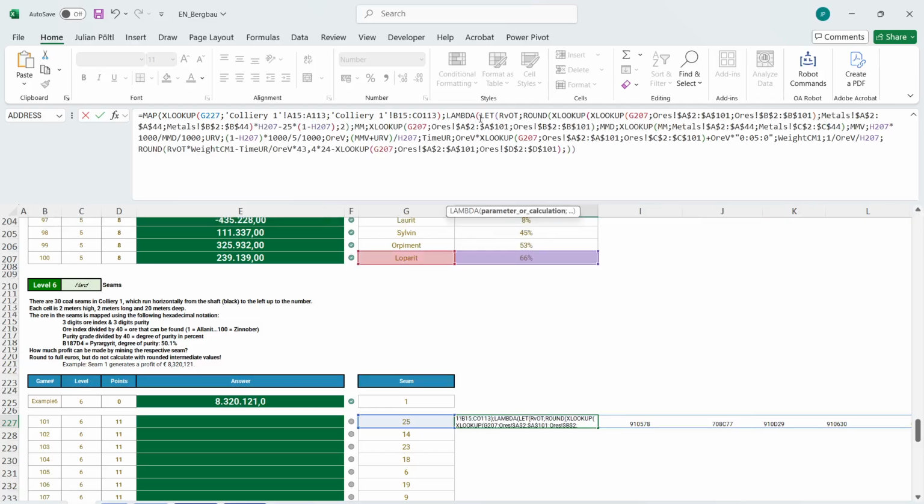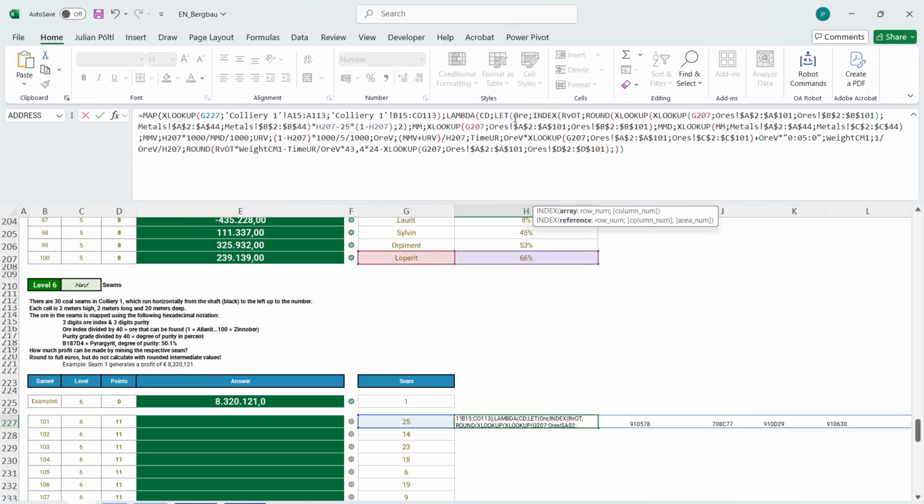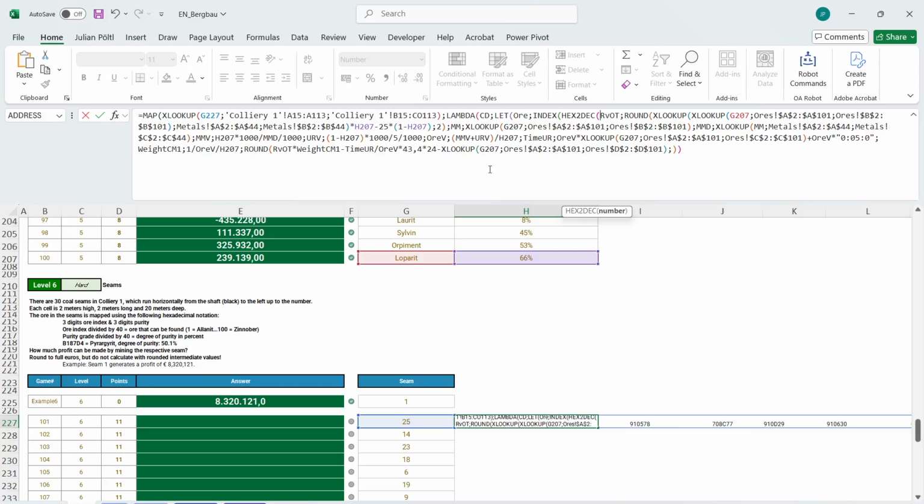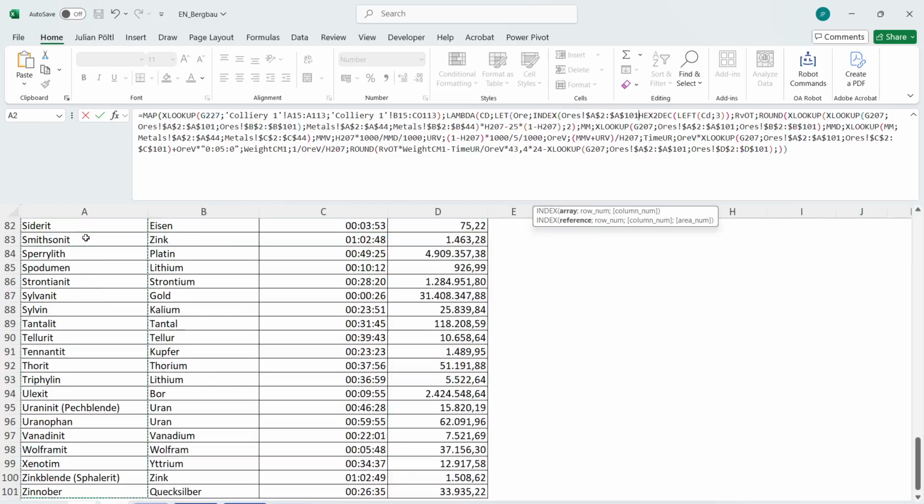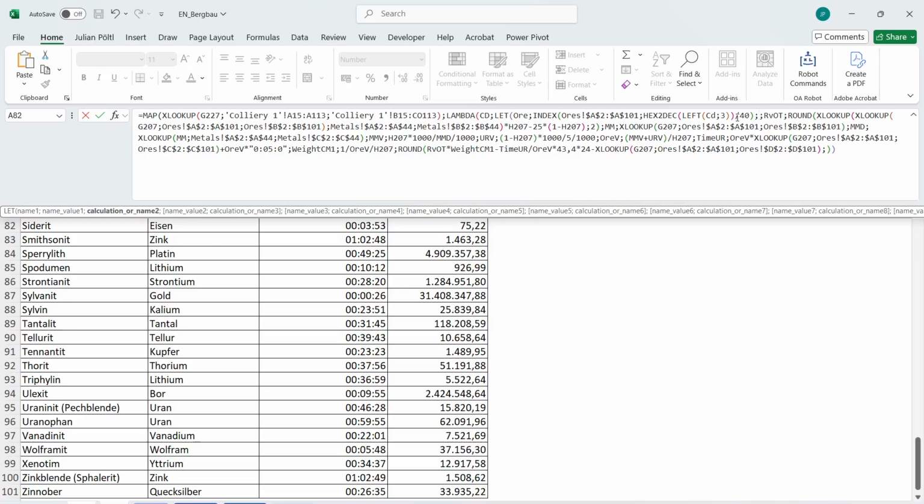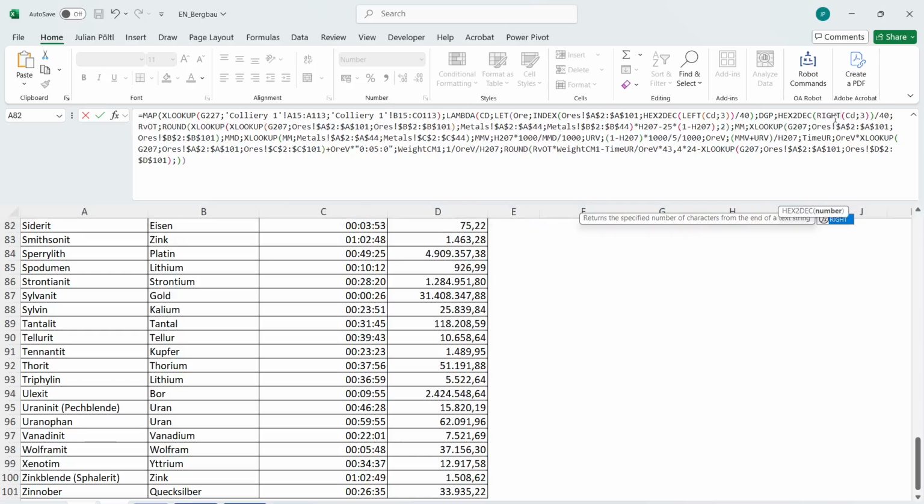LAMBDA code cd for code, and then ore is index hex to this left cd3, no, index of ORs given, divided by 40, and then we have also degree of purity dgp, which is basically this, but right. And now let's exchange everything here.